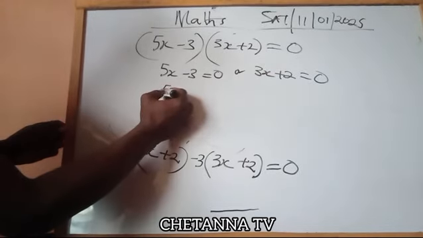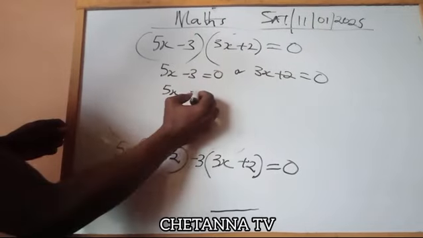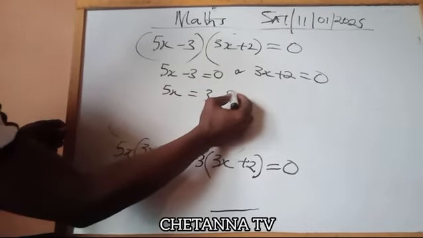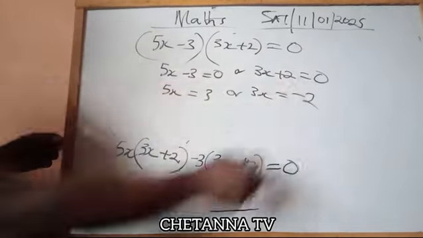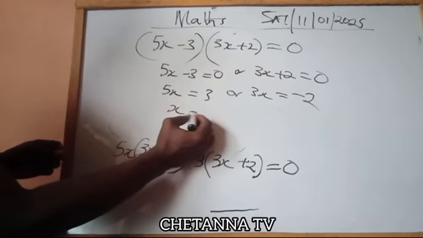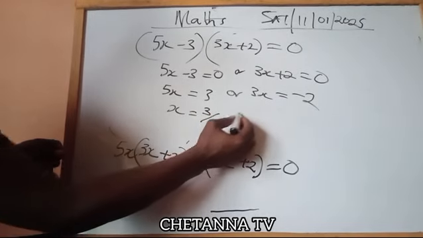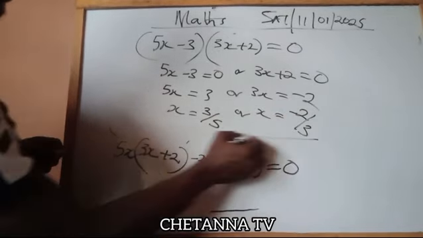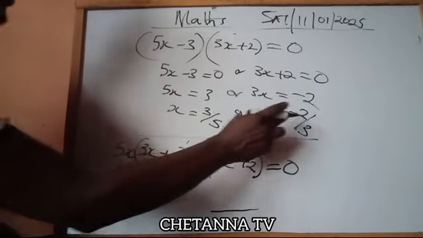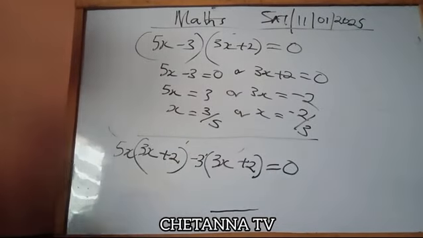So that means 5x is equal to 3, or 3x is equal to minus 2. So x is now equal to 3 over 5, or x is equal to minus 2 over 3. That's the answer.